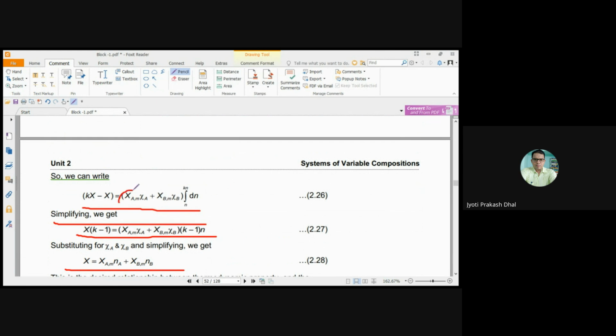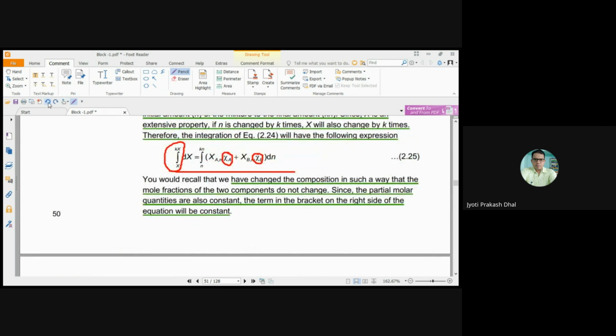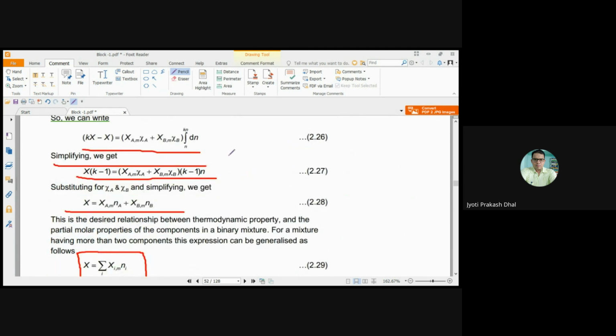The partial molar property of A, mole fraction of A, partial molar property of B, mole fraction of B, all are constant. Hence the terms on the RHS of equation 2.25 will remain constant and come out of the integral. And the solution of the RHS will only be the integration of dn, where the upper limit is Kn and the lower limit is n.